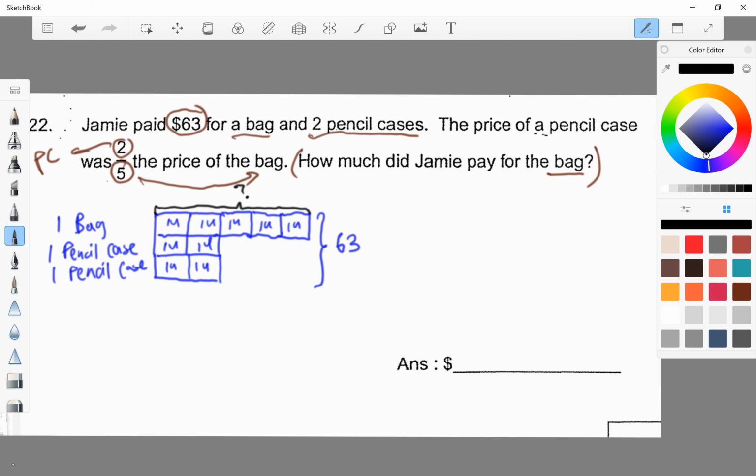And if I were to proceed with this model approach, I realize that 9 units has got to be 63. Because if I start counting, 5 units for the bag, 2 units for every pencil case. Since I have 2 pencil cases, that is actually 4 units. Plus the 5 units from the bag, and this gives us 9 units. So 9 units for 63, I can easily get 1 unit. And that will be 63 divided by 9. And this leads us to 7.